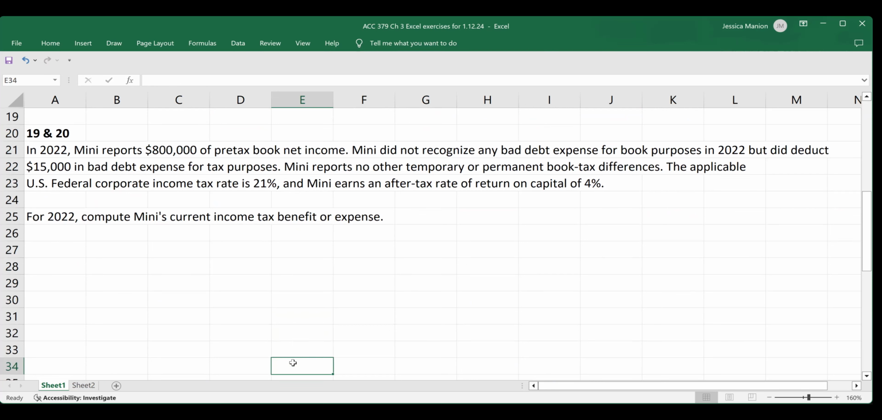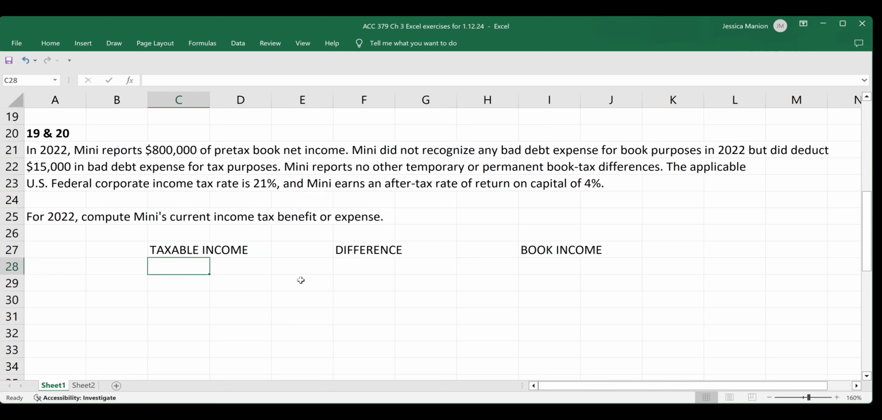And now this is 19 and 20, again, similar to the previous example we just did. These link together, even though you're supposed to do 20 for your homework. I went ahead and just put it together because they go together like that, right? So this one, I'm going to go ahead and just make our columns here. So we've got taxable income. We're going to have some kind of difference that we're calculating. And then we've got book income.